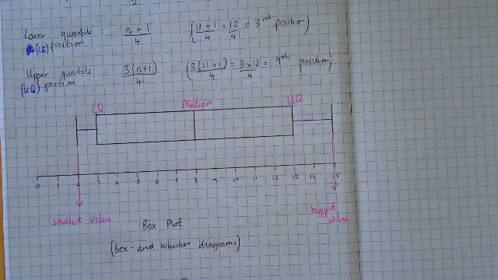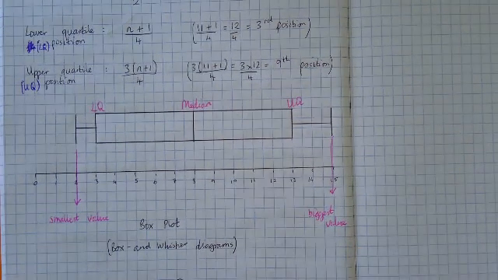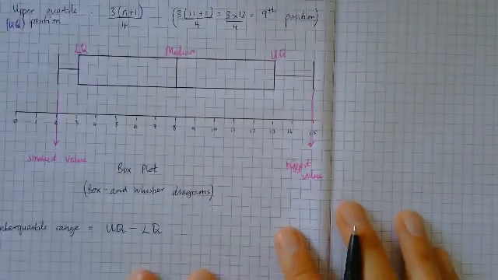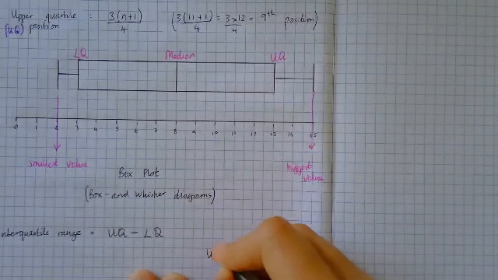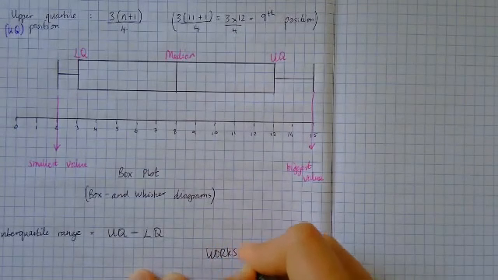Hopefully that makes sense. As I say, sometimes you're given a box plot and you need to write down the values. Sometimes you're given the values and you need to draw the box plot. And sometimes you're given a load of data or even a stem and leaf diagram from which you need to extract the relevant information before plotting.